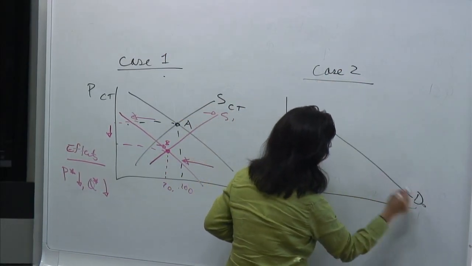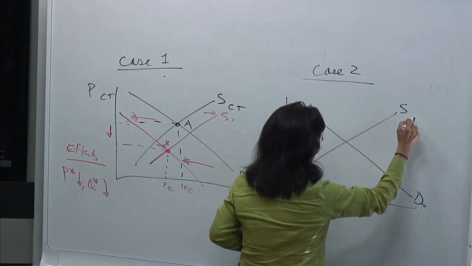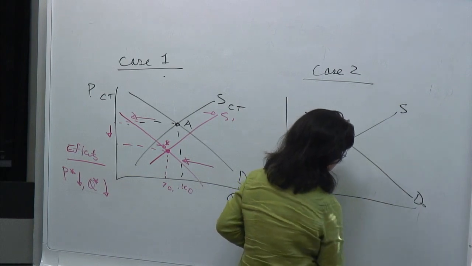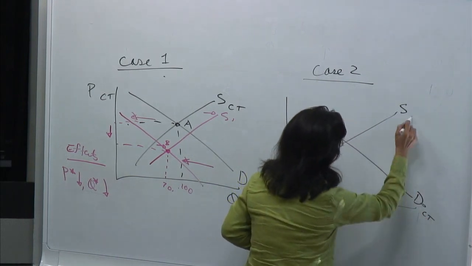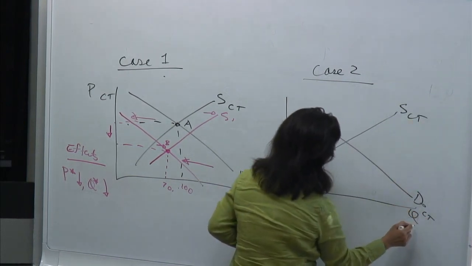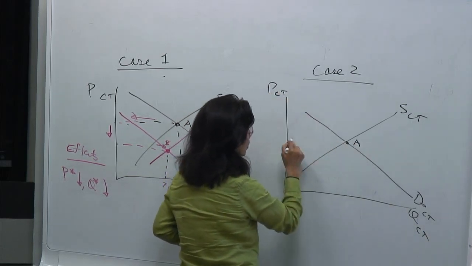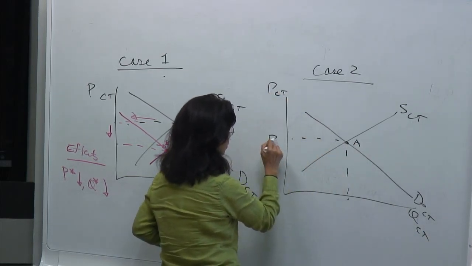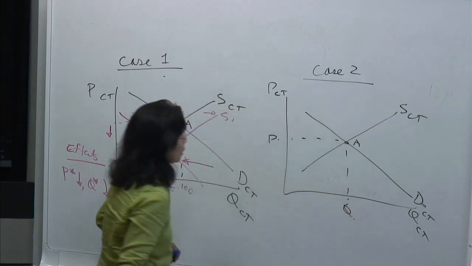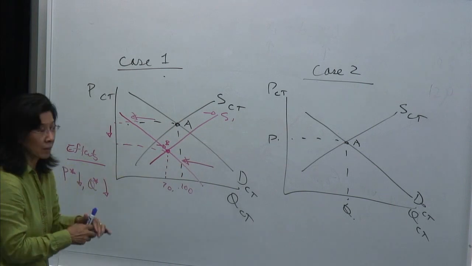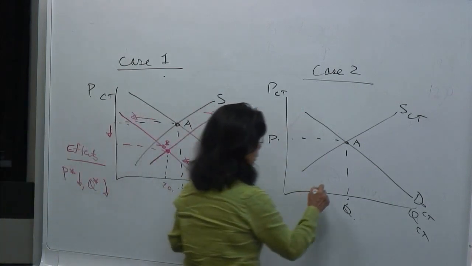Once again, you go to B. So once again, start off with point A. Drop it down. Here's your P, here's your Q. And so what if the supply side shift to the right is very much, a lot more, like this?